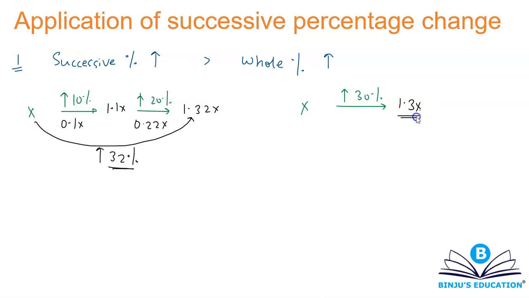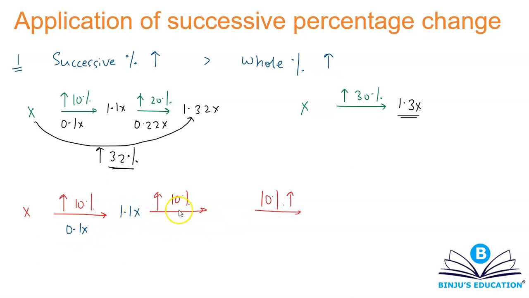If I divide this further, let's suppose instead of writing 10 and 20, what if I write this as x increase by 10, then increase by 10, and then again increase by 10? Let's do it the conventional way. Increasing it by 10%, you are increasing it by 0.1x, this will become 1.1x.